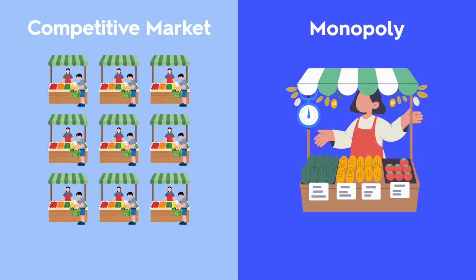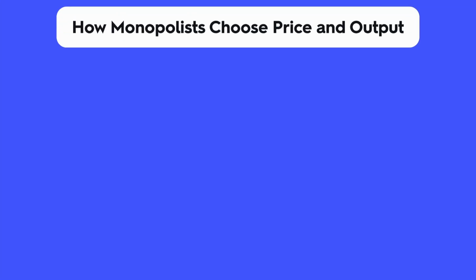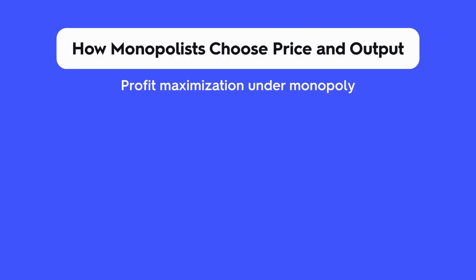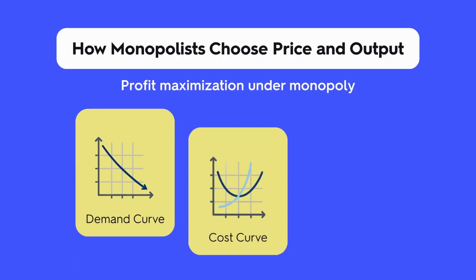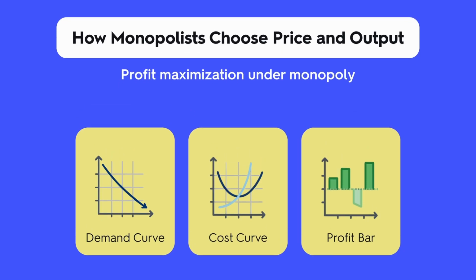In a competitive market, firms take the price as given, but in a monopoly, one seller can influence the price. So how does that firm decide what to produce and what price will maximize profit? Let's find out. In this video, you will learn how monopolists choose output and price, why marginal revenue matters, and how to find the profit maximizing point step by step.